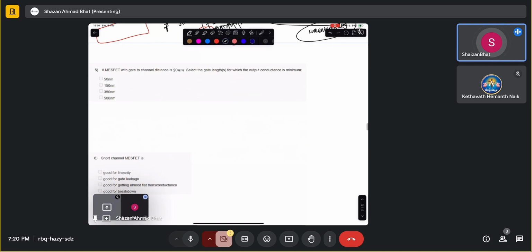Now we have a MESFET with a gate to channel distance of 20 nanometers. And what else is given? Select the gate lengths for which the output conductance is minimum. I think we have not covered it. Have we covered it? Let me check.